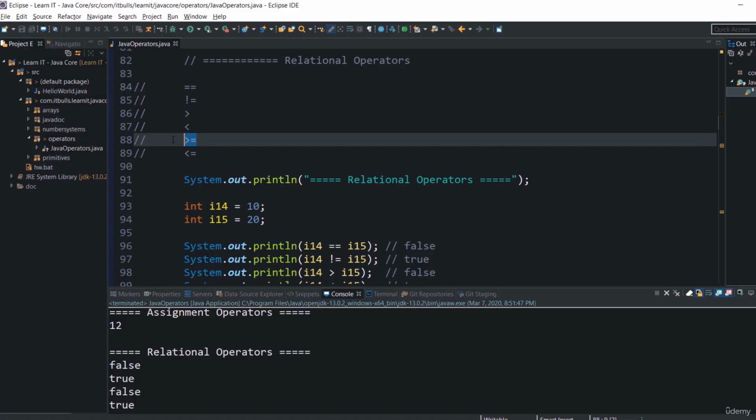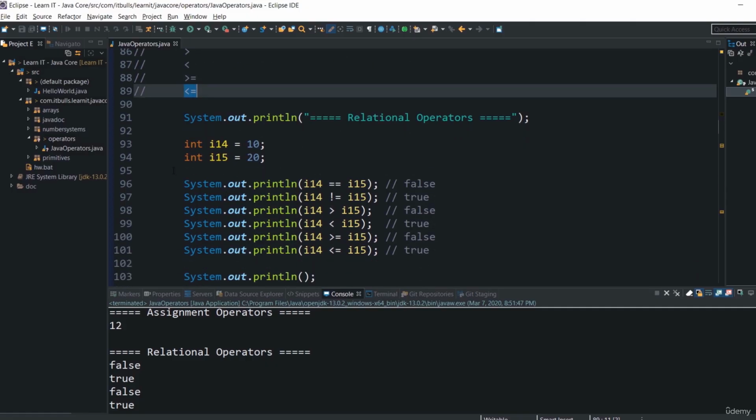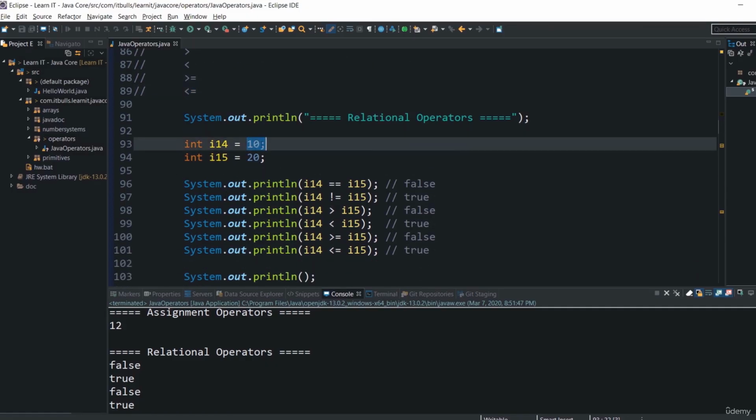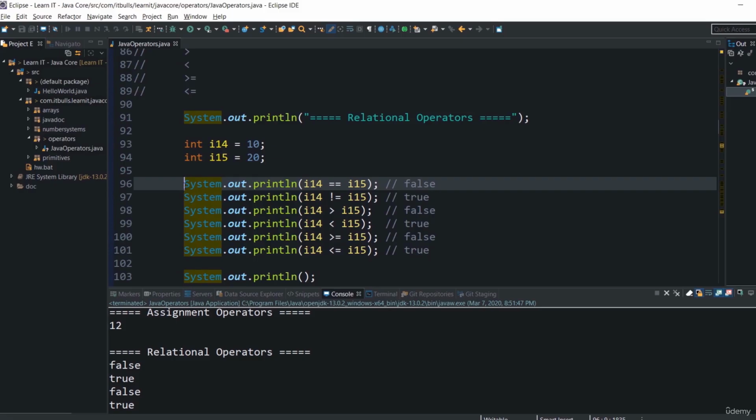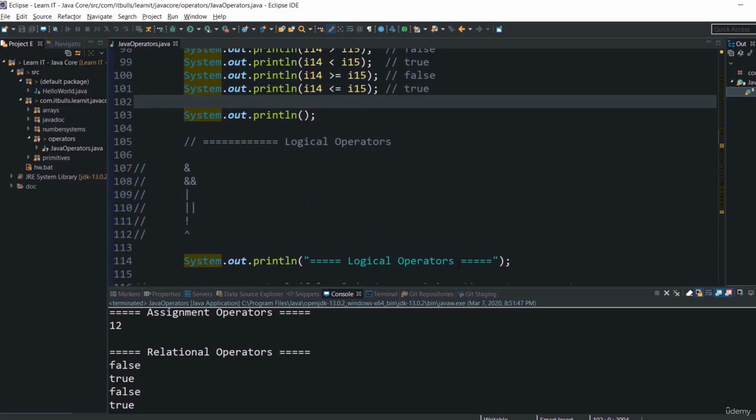Greater than or equals to checks if the value of left-hand operand is greater than or equal to the value of right operand. If yes, then condition becomes true. And less than or equals to checks if the value of left operand is less than or equal to the value of right operand. If yes, then condition becomes true. And here you can find examples with two integers, which are 10 and 20. No surprises here, everything is pretty straightforward.